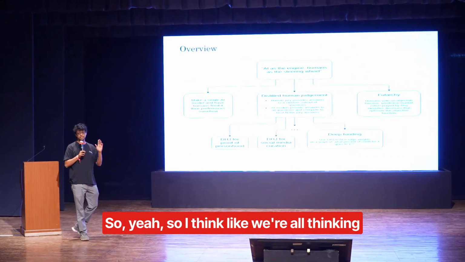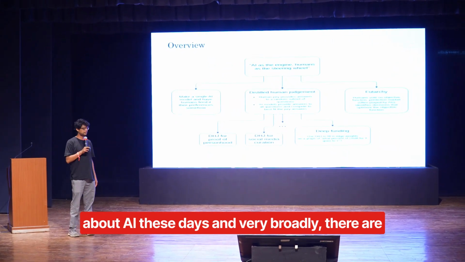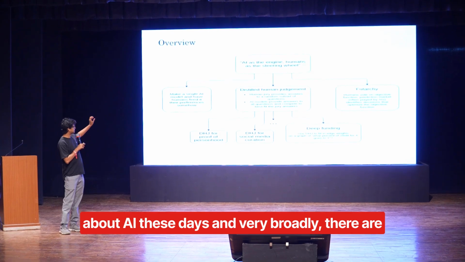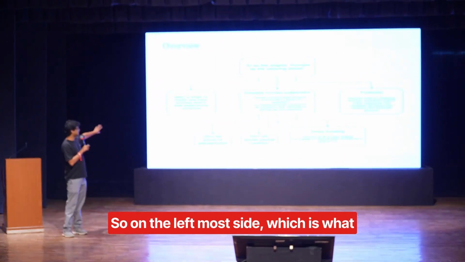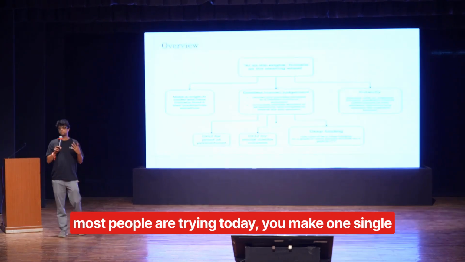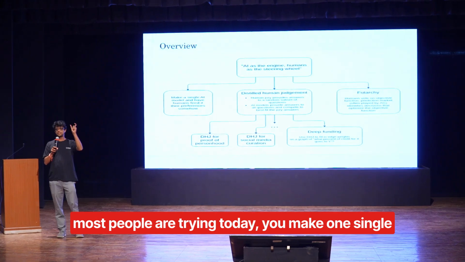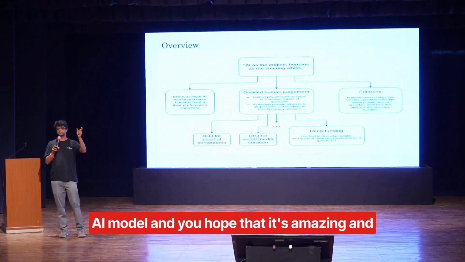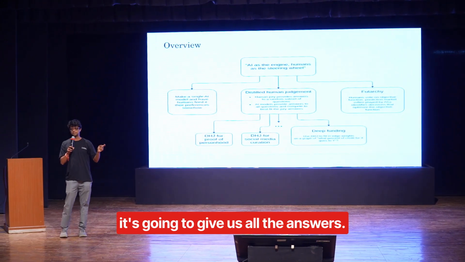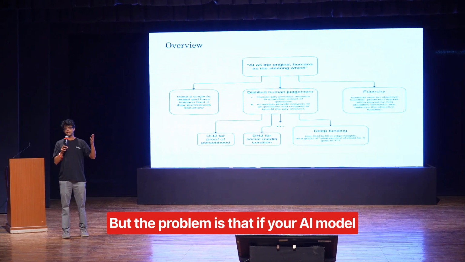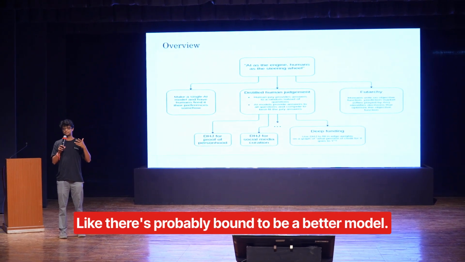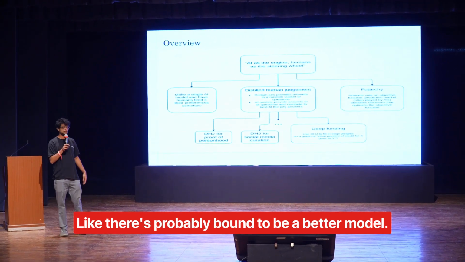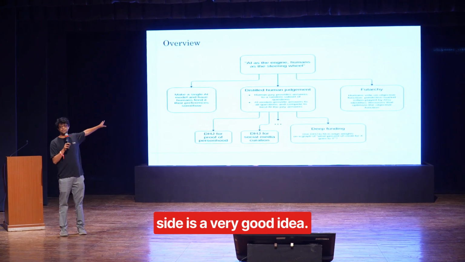So I think we're all thinking about AI these days, and very broadly, there are three ways you can use AI for making decisions. On the leftmost side, which is what most people are trying today, you make one single AI model and you hope that it's amazing and it's going to give us all the answers. But the problem is that if your AI model isn't good, then you're relying on a subpar model. There's probably bound to be a better model. So we don't think the left-hand side is a very good idea.